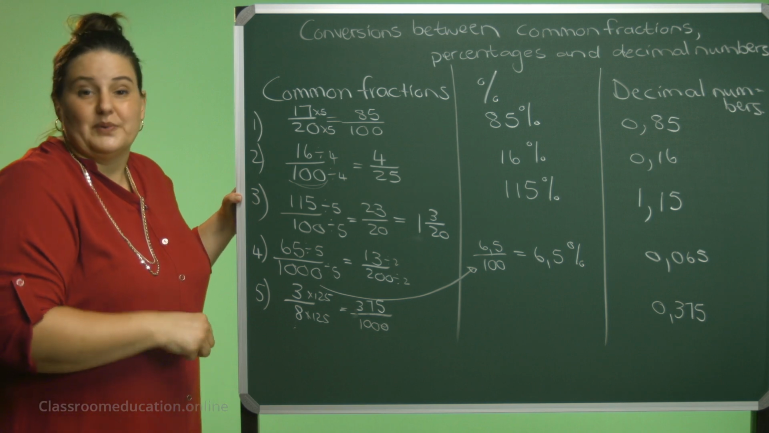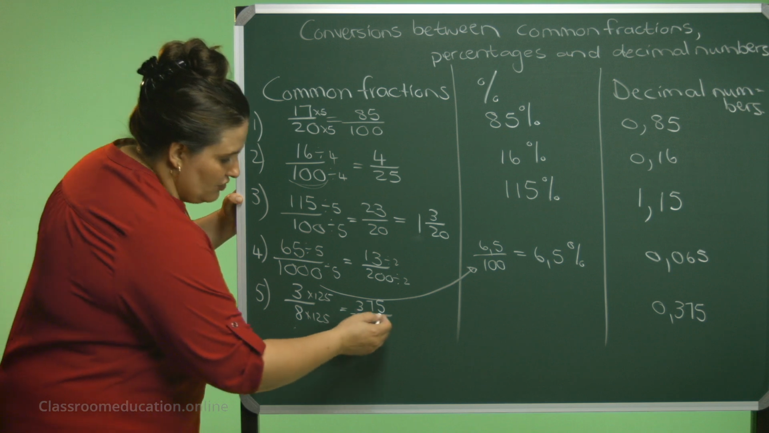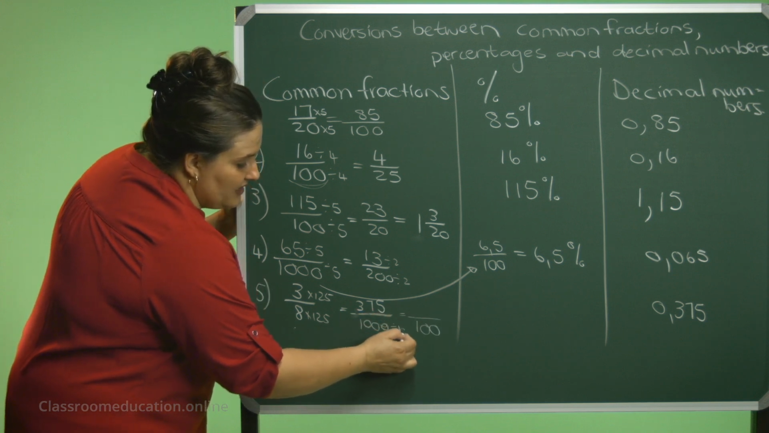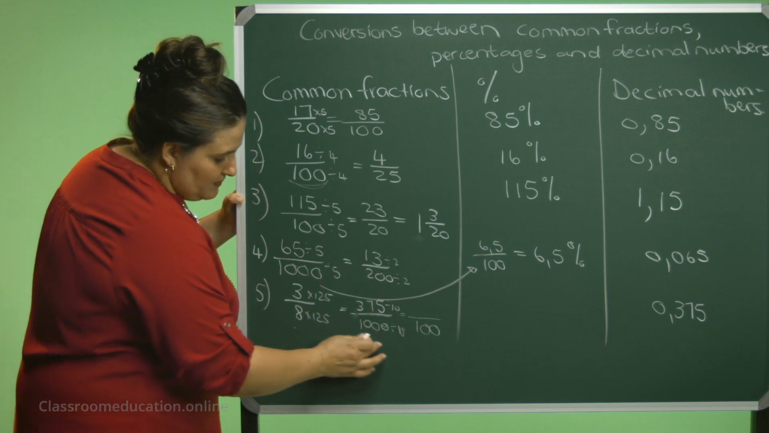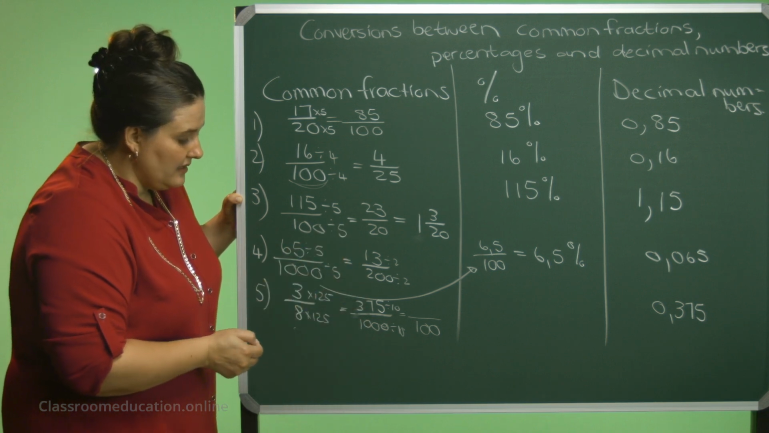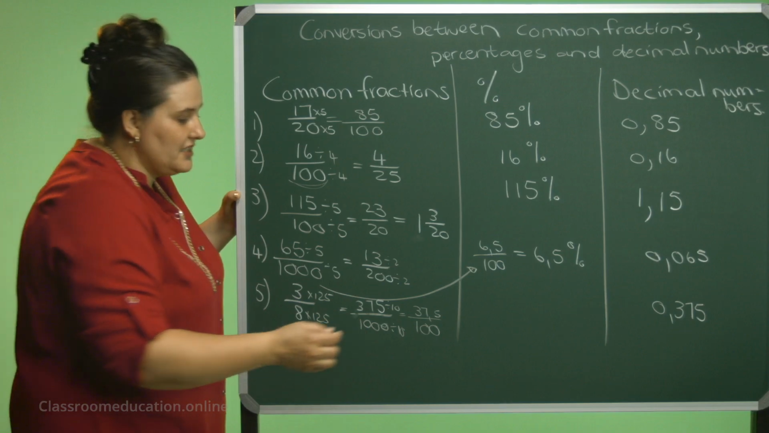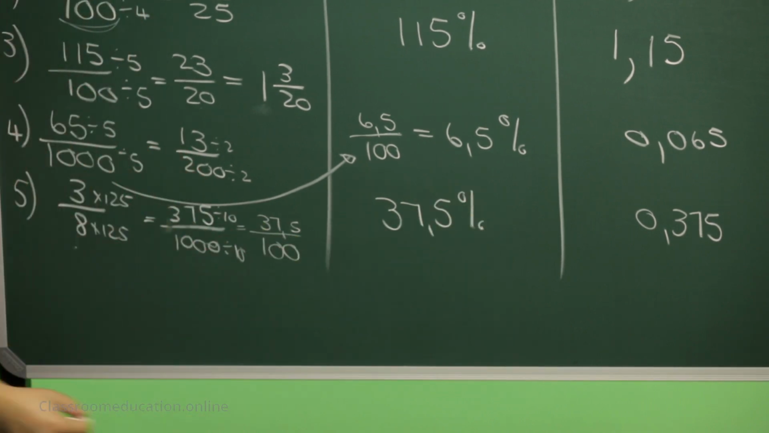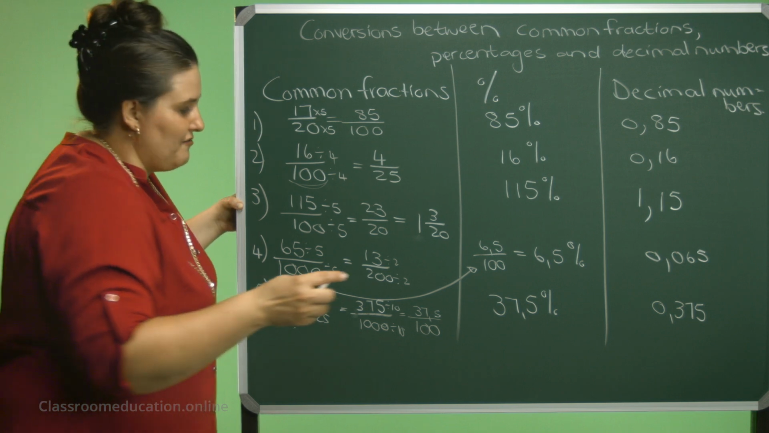To change it to percentage, my value needs to be out of 100. To change this fraction out of 100, I need to divide the numerator and the denominator with a 10. So this becomes 100. What is 375 divided by 10? 37.5. So what's my percentage? 37.5%.